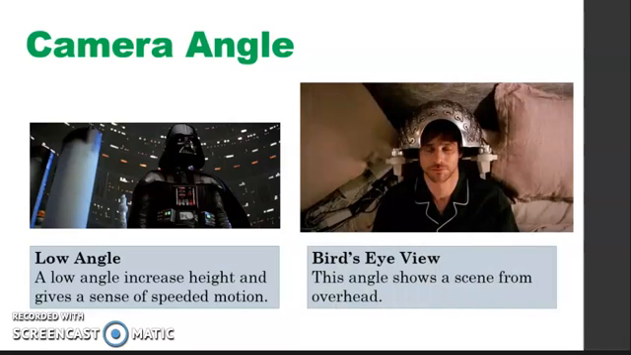Next, we have the bird's eye view. This angle shows a scene from overhead. This shot gives the audience the feeling of a godlike position, looking down on the object. It is from way up high, looking down on your subject and a good amount of the scenery surrounding him or her. This can create a great sense of scale and movement.